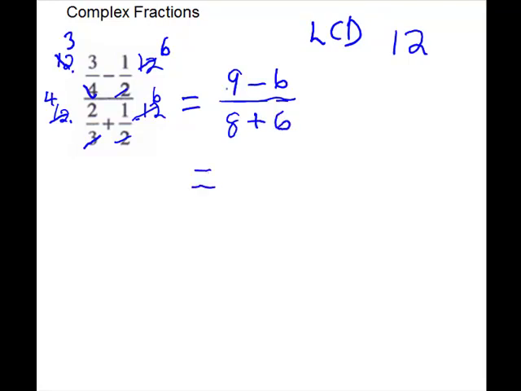We'll simplify. 9 minus 6 is 3. 8 plus 6 is 14. And that will not reduce.